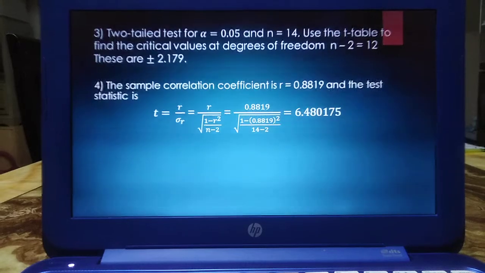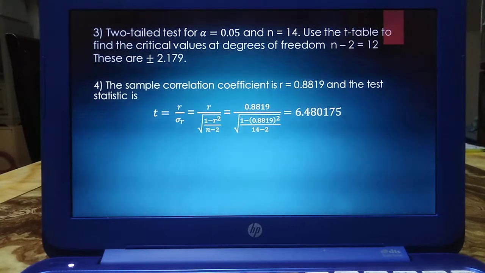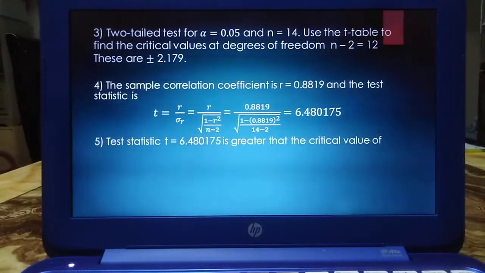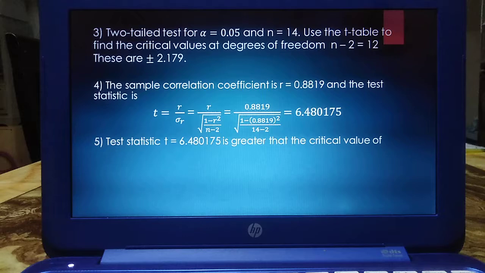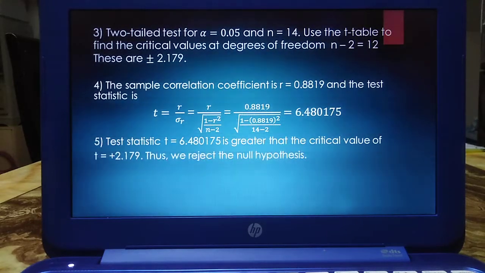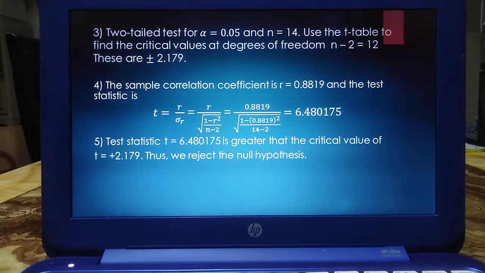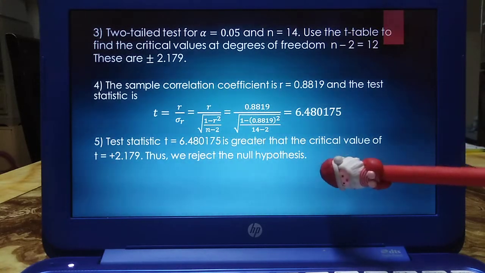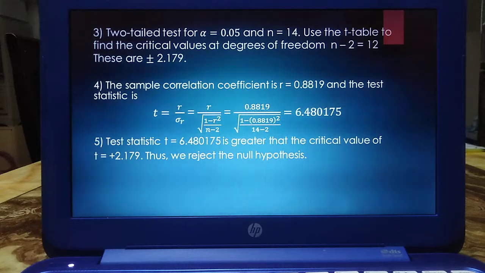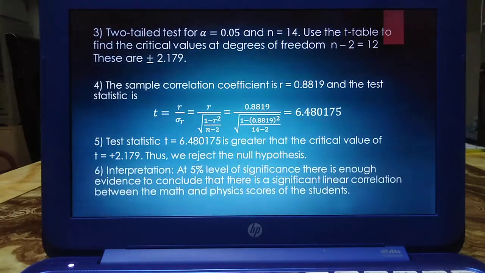0.8817. And the test statistic, we compute for the test statistic, we are going to solve it, we get 6.48. And again, 6.48 is greater than the critical value of positive 2.179. Therefore, we reject the null hypothesis because 6.48 is greater than the tabular. Since it's greater, it would now fall in the rejection area. Therefore, we have to reject the null hypothesis.